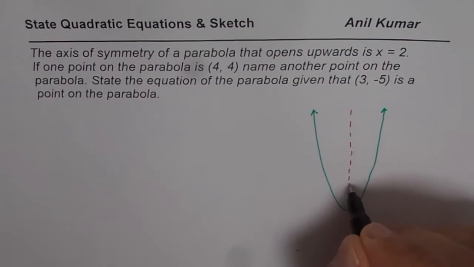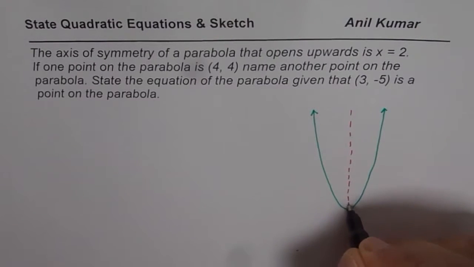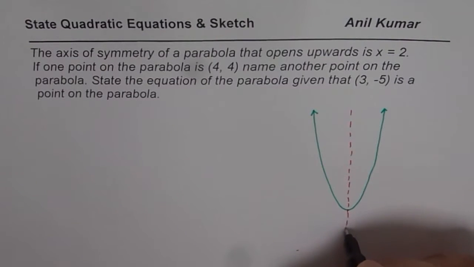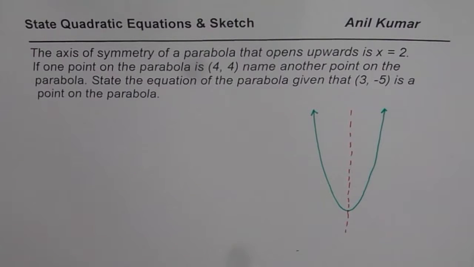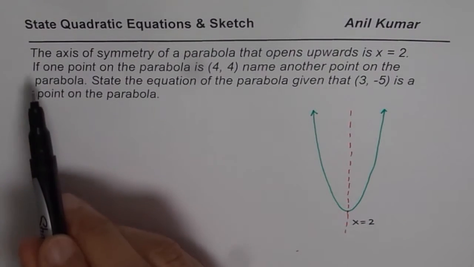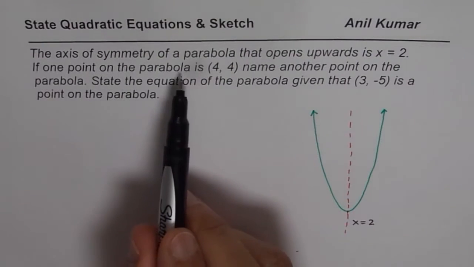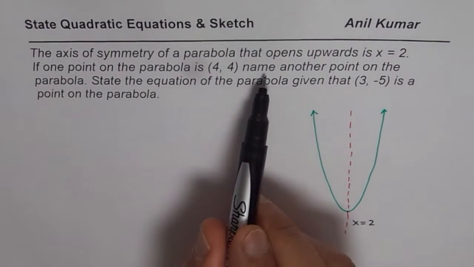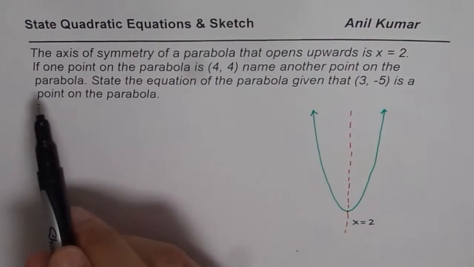You don't really need graph paper for most of my equations, right? We'll always work with rough sketches. It is helpful, very flexible, right? That's the major advantage. Now this equation is x equals 2, right? So every point has x value as 2 here. If one point on the parabola is (4, 4), name another point on the parabola, right?